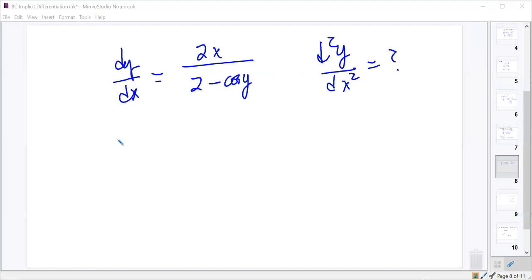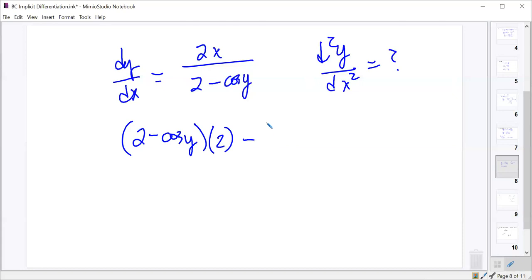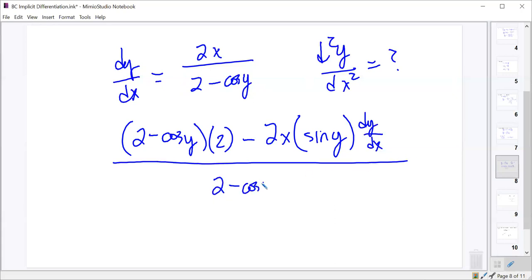So that should be 2 minus cosine y times the derivative of 2x, which is just 2, minus 2x times the derivative of 2 minus cosine y. The 2 goes away, and the derivative of negative cosine is positive sine y, times dy dx, all over 2 minus cosine y squared. Everybody good with that? And then we need to take our dy dx term here and replace it with 2x over 2 minus cosine y.